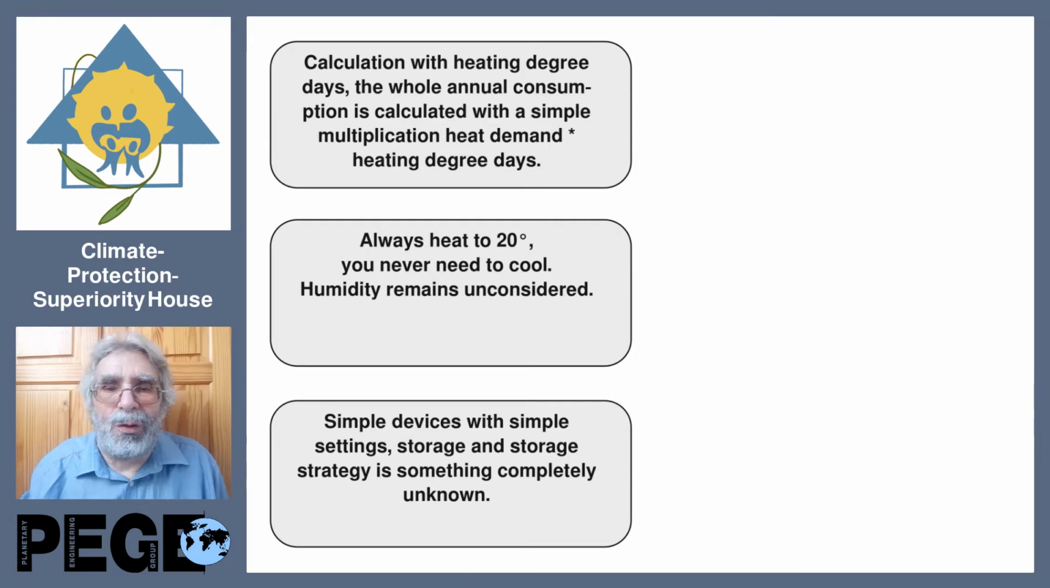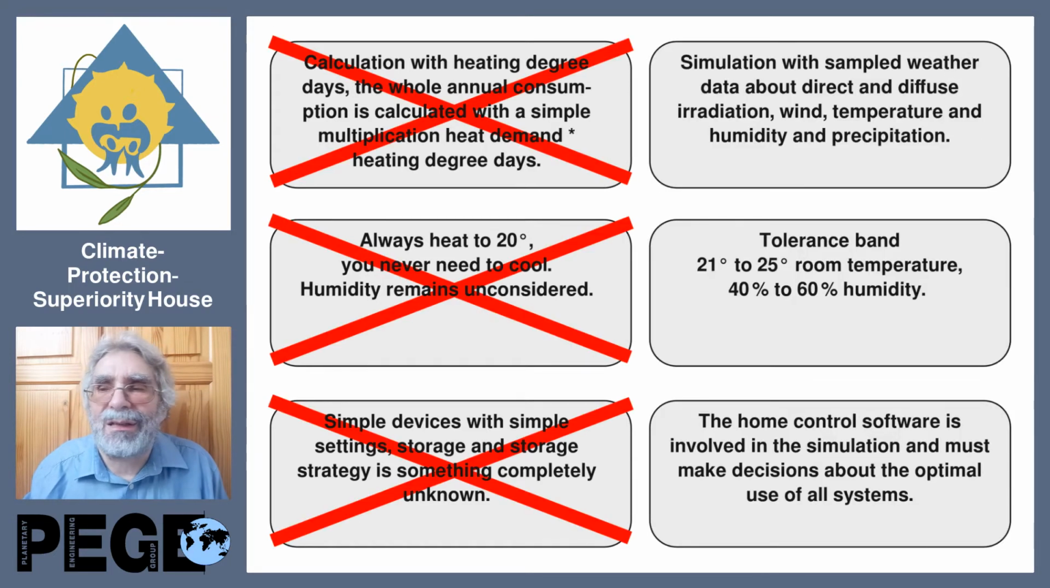And in the old calculation are simple devices with simple settings. Storage and storage strategy are completely unknown things. We have to replace this. We make the complete simulation with sampled weather values. In the sampled weather values is direct sunshine, diffuse light, wind, temperature, humidity, and precipitation.